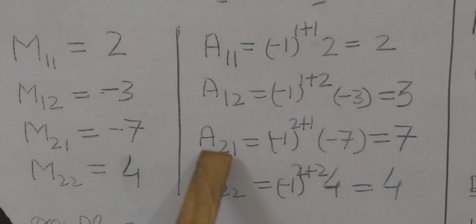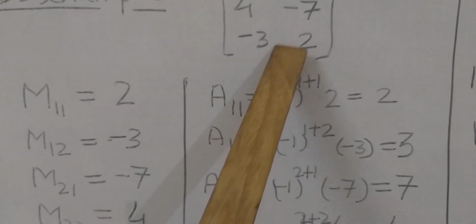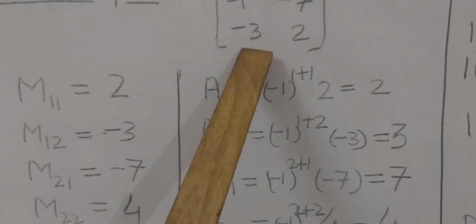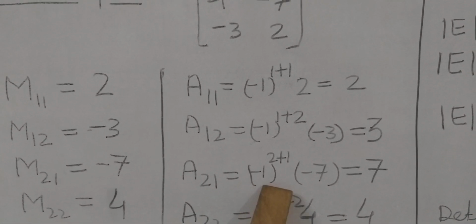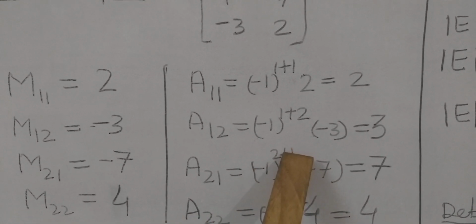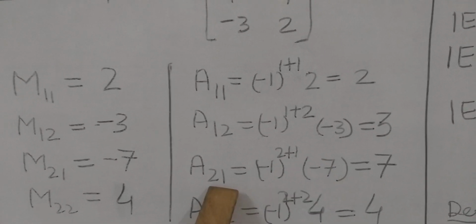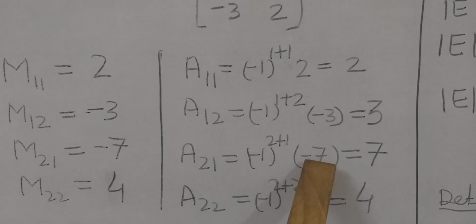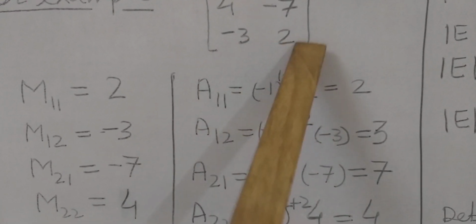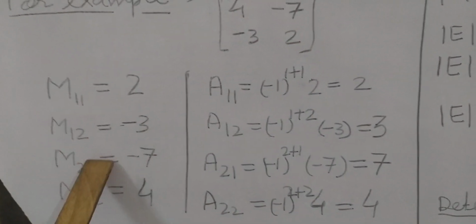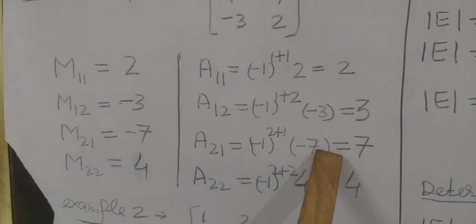A21, students. The cofactor of minus 3, this element's cofactor. The same formula: (-1) to the power 2 plus 1. i value 2, j value 1. Then we have to write the minor of this A21. Its minor is minus 7, you can see here. So its minor value.